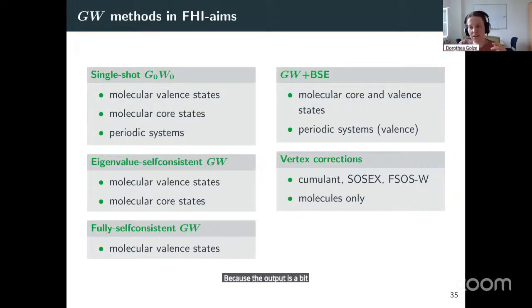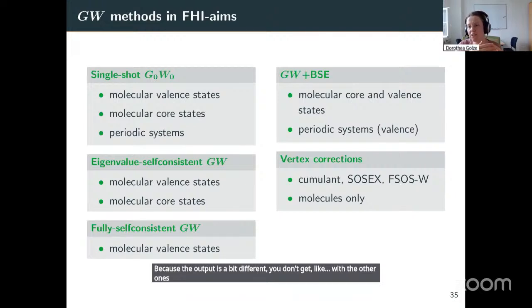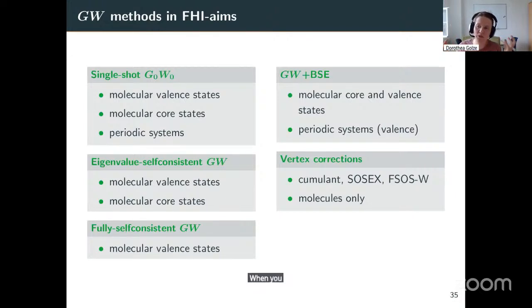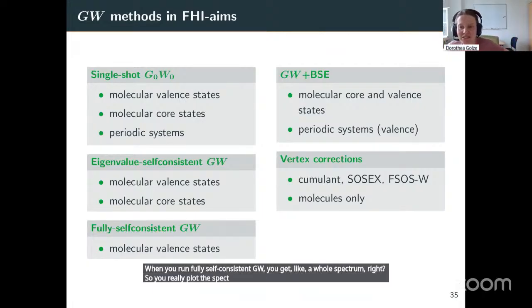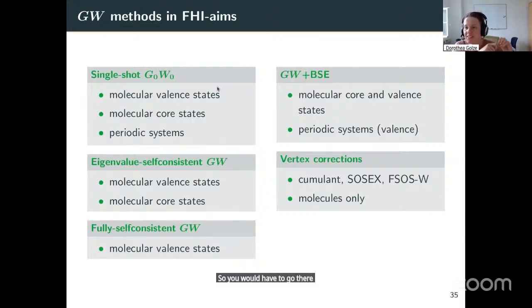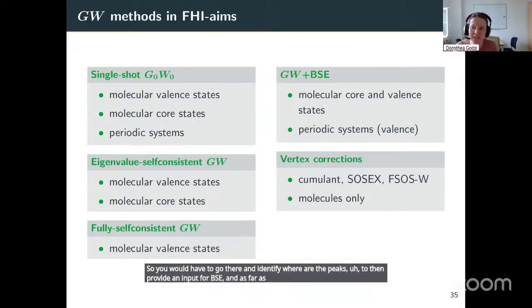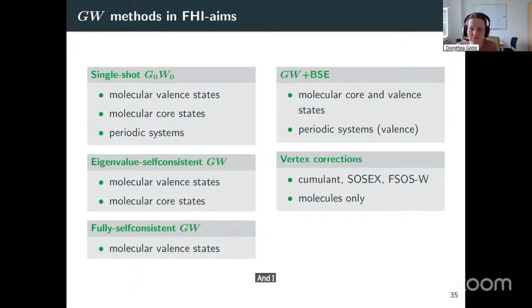With the other schemes, you really solve the quasi-particle equation and get discrete quasi-particle energies. When you run fully self-consistent GW, you get a whole spectrum, right? So you really plot the spectral function. As far as I know, it's not implemented. You would have to identify where the peaks are to then provide an input for BSE. And as far as I know, that is not done, and I think also not very reasonable, I would say.